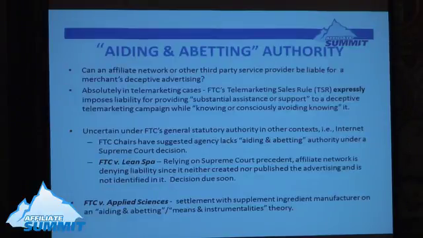The FTC also has what's called aiding and abetting authority over third parties that may not be the direct advertiser but are facilitating the advertising. The authority to hold telemarketers and other third parties liable for a seller's claims in the telemarketing context is clearly established, less clearly established in other contexts, including internet marketing.